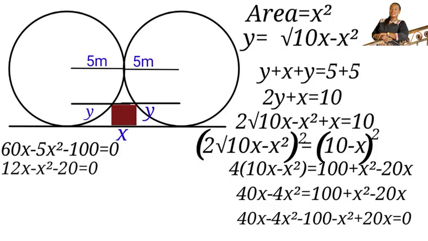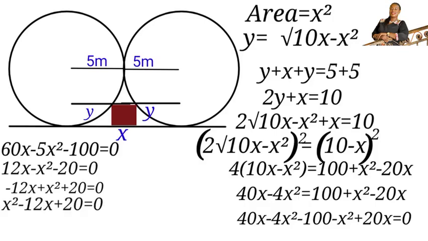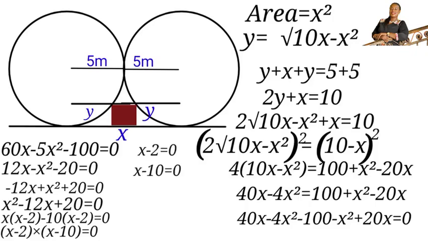Now let us change the sign. When we change the sign, we have this, and let's reorder the terms. When we reorder the terms, we have x squared minus 12x plus 20 equals 0. Now let us factor the expression. When we factor the expression, we have this. So let's separate into possible cases. So we have x minus 2 equals 0, x minus 10 equals 0. Now, finally, we have x equals 2 and x equals 10.